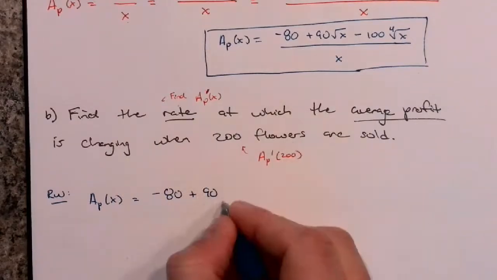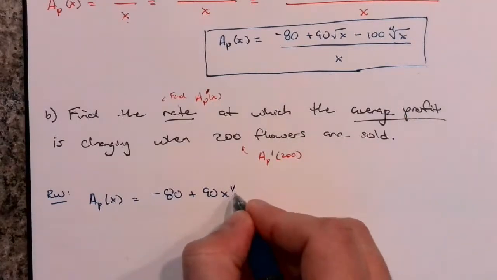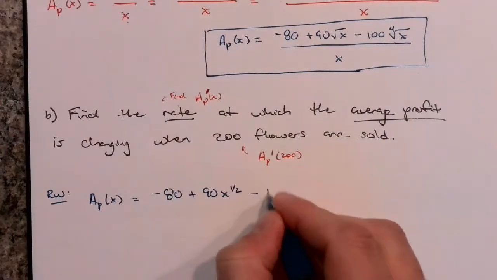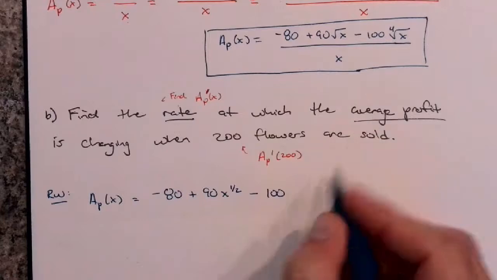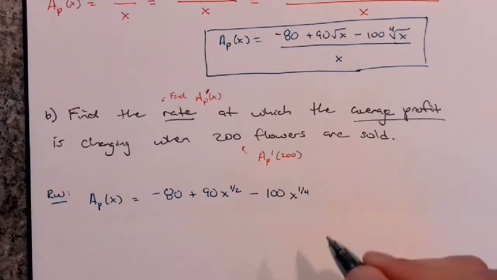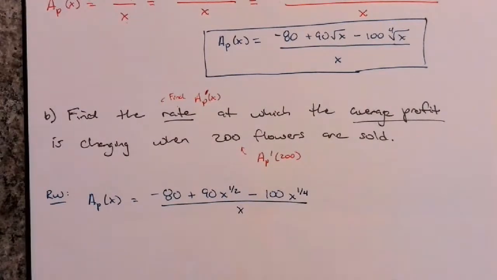Now, instead of square root of x, I'm going to write that as x to a power. Remember, square root is x to the first on the inside, and the index is 2, so it's 1 over 2 is how you rewrite it, minus 100. Fourth root, we want to write as x to the power of 1 over the index, which is 4. And this whole thing is all over x.